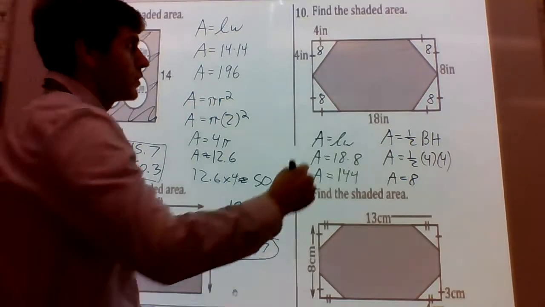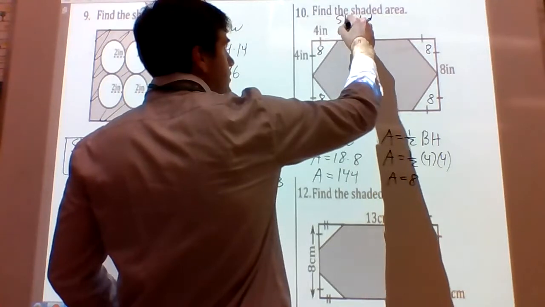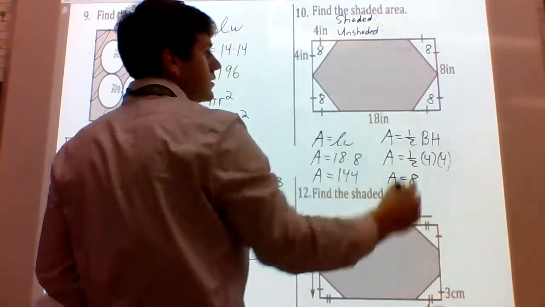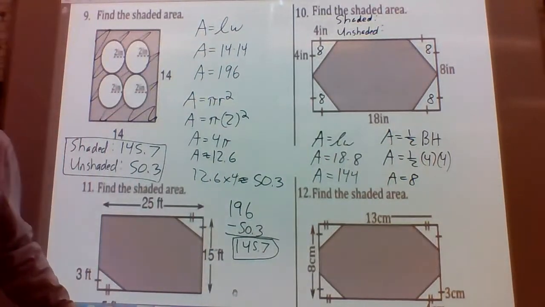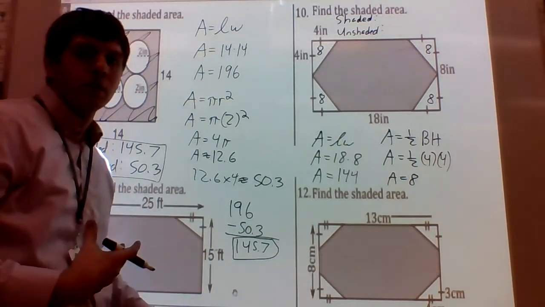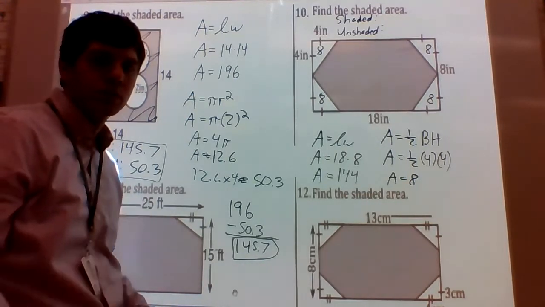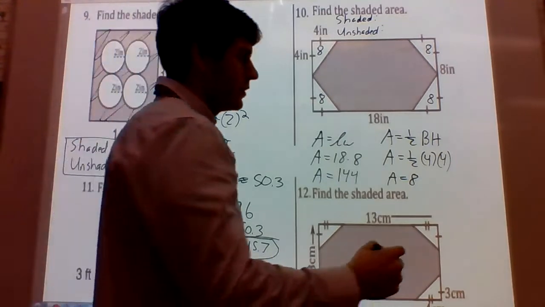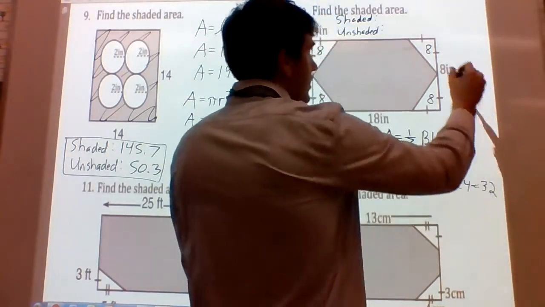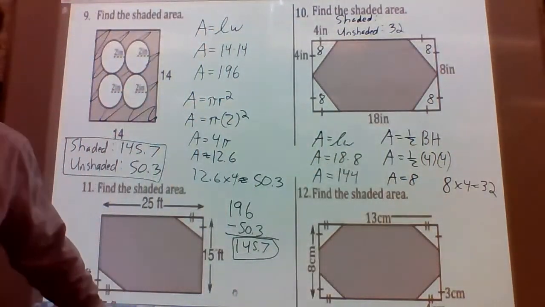So if we're looking for the shaded and unshaded areas, to find the unshaded area, the area of each triangle is 8. So we have 4 triangles, each with an area of 8. So 4 times 8 is 32. So our unshaded area is 32 inches squared.